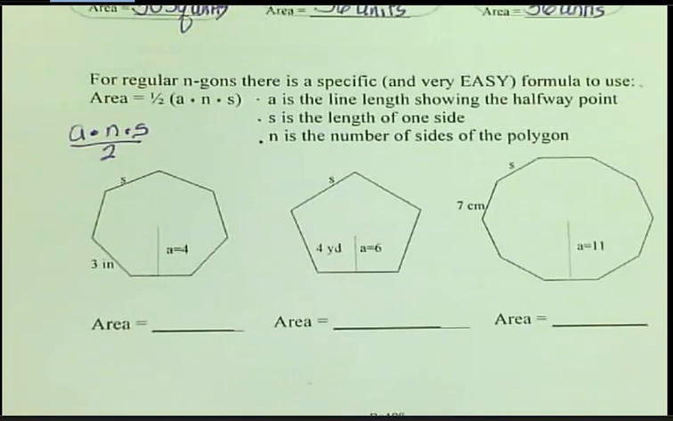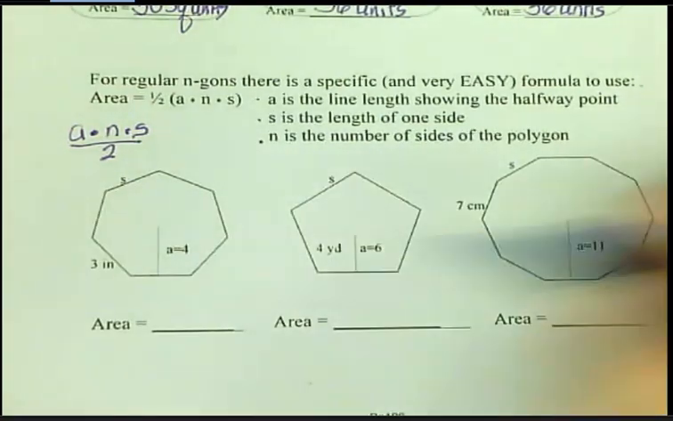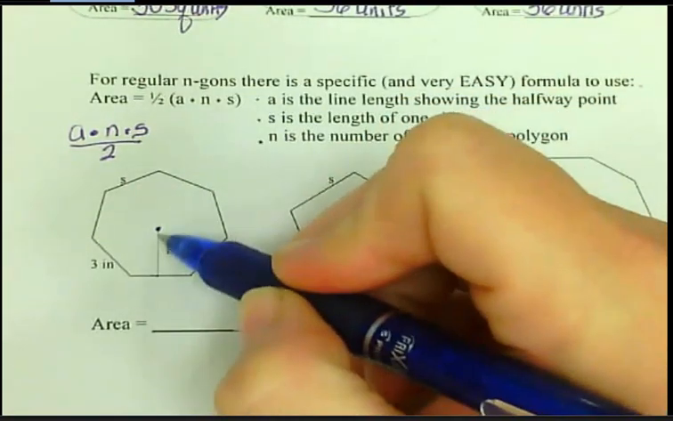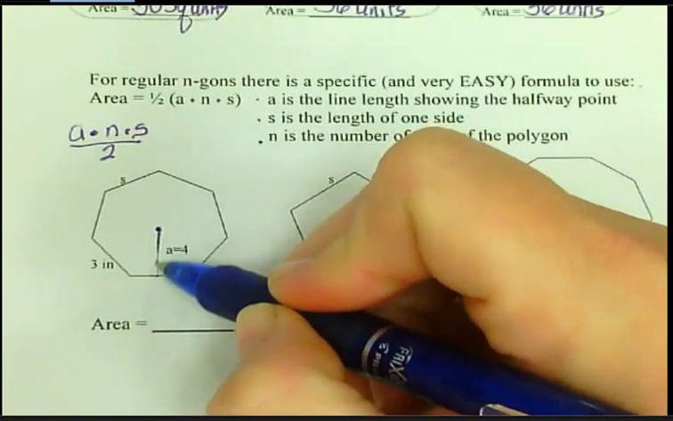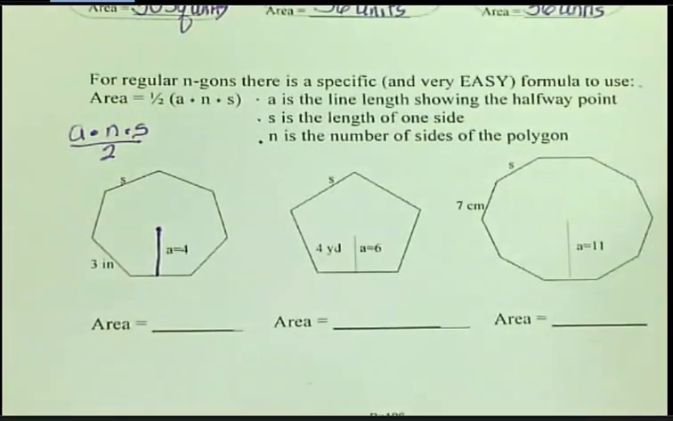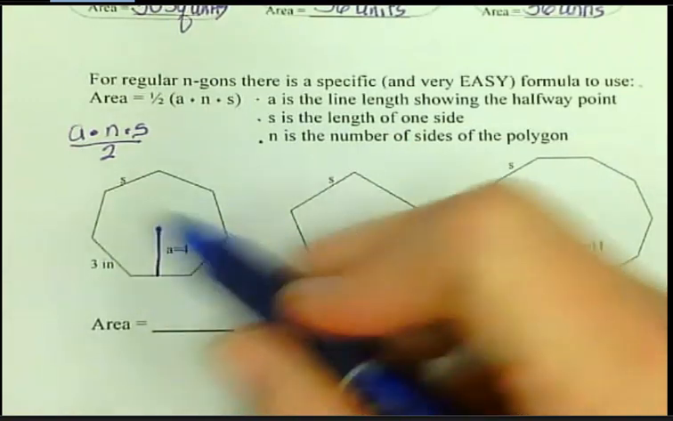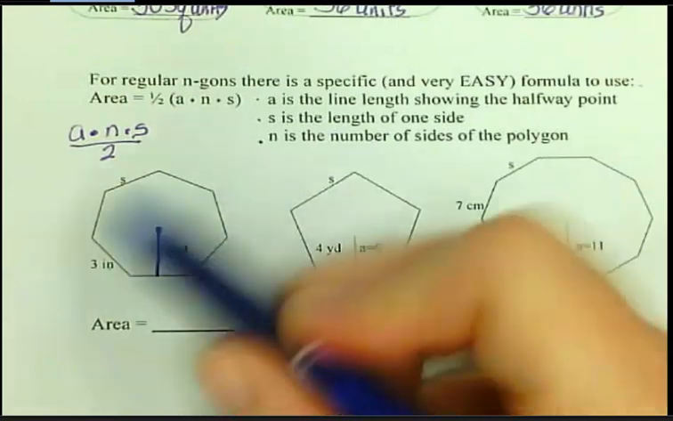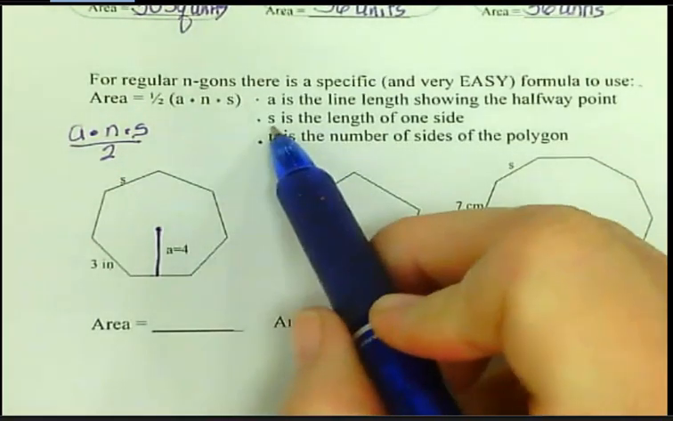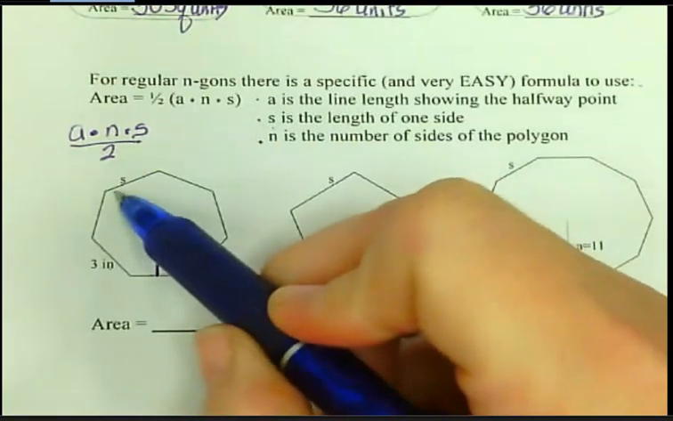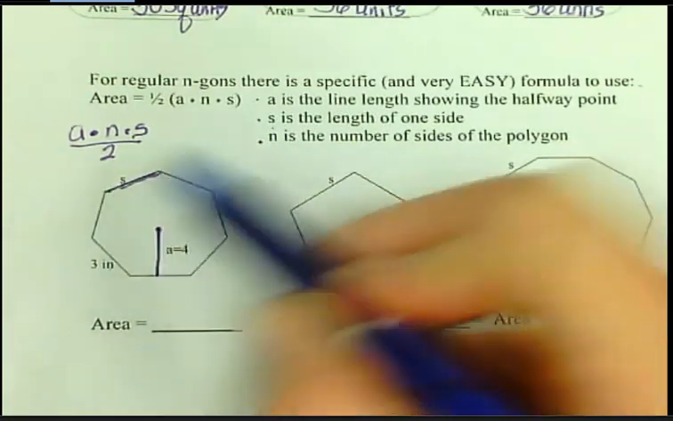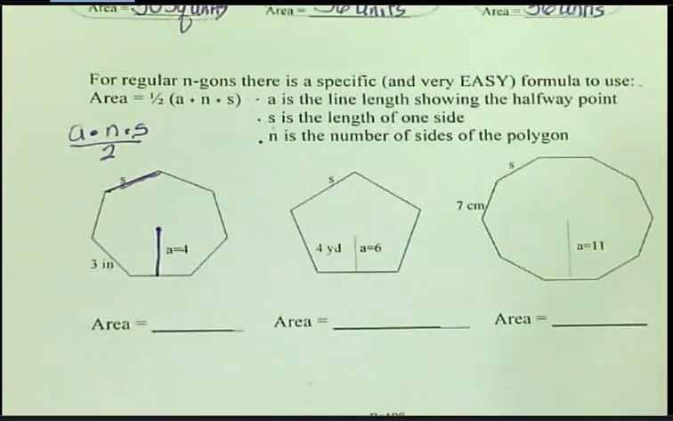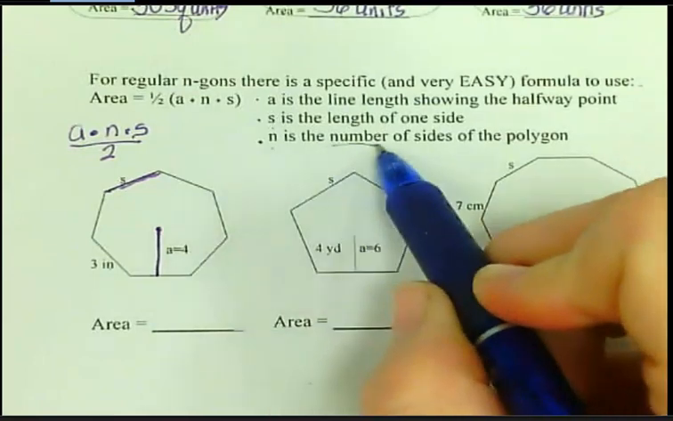No, we didn't. Okay? So, when you're finding area, you've got a center point, and then you measure down. That's going to be your A. This is your A. Now, for this gon, it's 4 inches. I'm using inches on this one. Okay, S is the length of one of the sides. Okay, this is an S. Right, we've got a bunch of S's here. These are 3-inch sides. And then N is the number of sides.